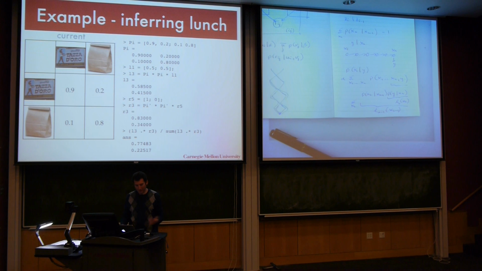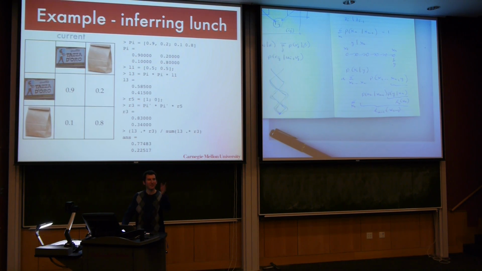I need to renormalize it to make it work out. And so I have to pointwise multiply. So that's L3 dot star R3, divided by the suitable normalization. And lo and behold, I see that, well, now my chances of being at Tazzadoro have gone up to 77.45%. So initially, not having observed anything, it would have been about 59%, and now it's 77%. So you can see how observing something at the end changed stuff. It's very, very simple code. Right. So any questions about that example? Once you understand this, everything else is really easy.